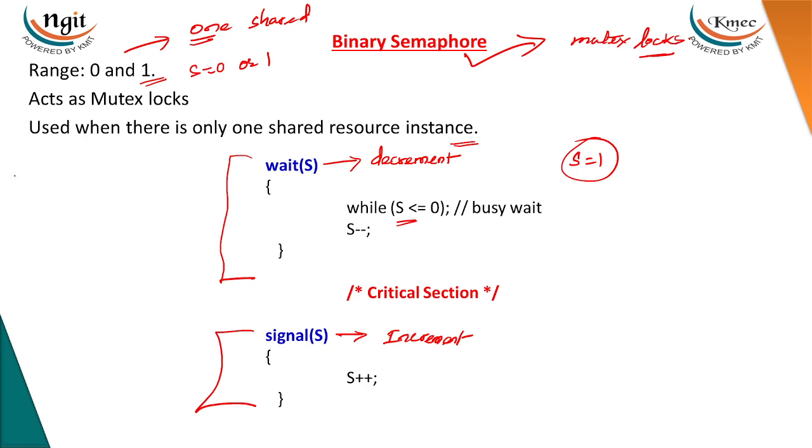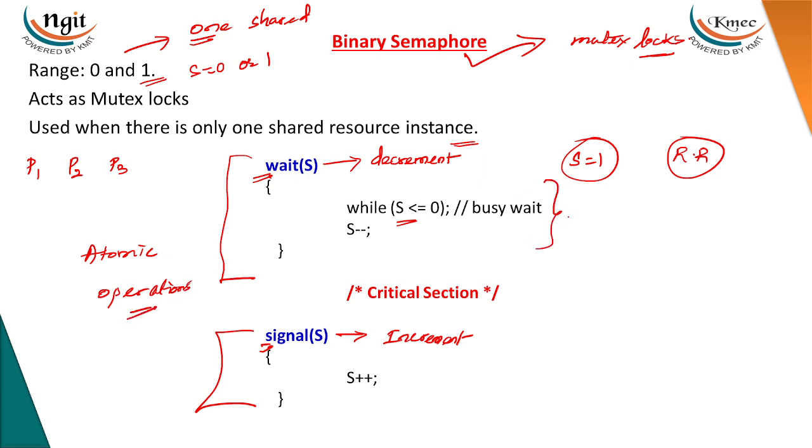Let us take three processes, p1, p2, p3, in round robin fashion. If you take round robin fashion, one or two instructions can be executed at a time. And remember that wait and signal are atomic operations. What does that mean? They are atomic operations, which means all the statements inside wait and signal are executed at once.